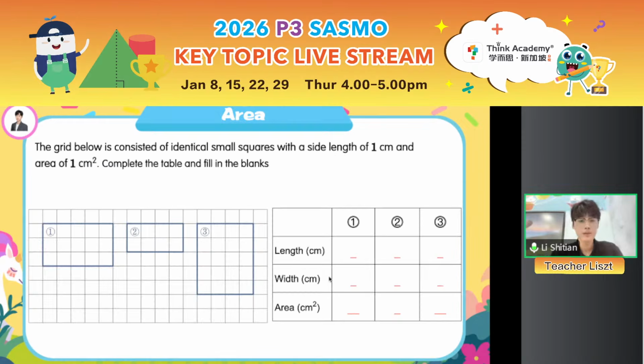Okay, so now let's look at this question. The grid below consists of identical small squares with a side length of 1 centimeter and an area of 1 centimeter square. Oh, for this unit, probably you haven't seen it, okay? It is called the centimeter square. What does it mean? I will tell you later, okay? So complete the table by filling in the blanks. Okay, so I want to fill in the table here. Now, let's see.